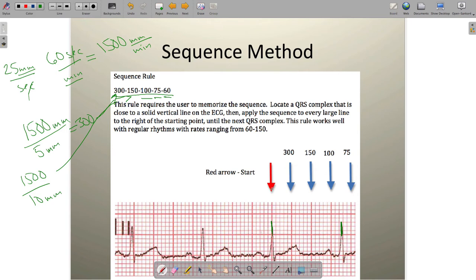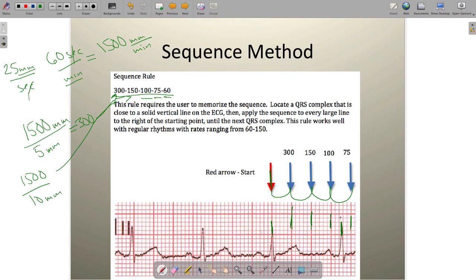So we're going to use the sequence method. The sequence method says you start at the first QRS complex, and you put a marker there. The next thing you're going to do is continue to move out the number of big boxes until you get to the next QRS complex. So in this case, if a QRS complex had fallen right here, the rate would be 300. If it had fallen here, it'd be 150. If it had fallen here, it'd be 100. If it had fallen here, it's 75.